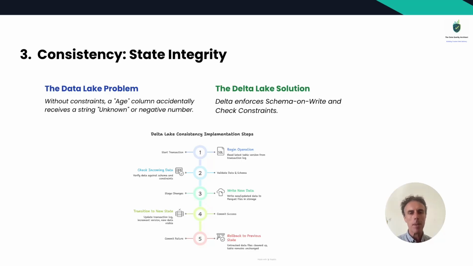The Delta Lake solution enforces schema on write and checks constraints. So the system ensures that the table moves from one valid state to another, essentially. If a record violates a rule, the whole transaction is aborted. So let's go through the steps quickly.